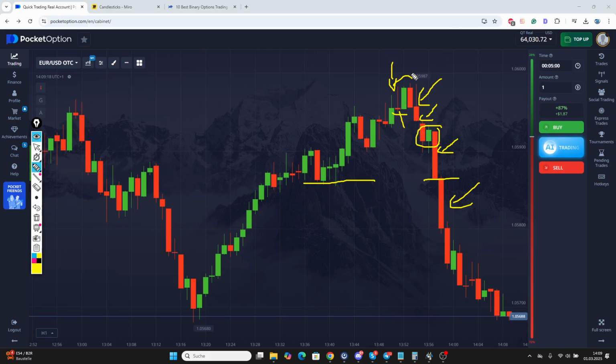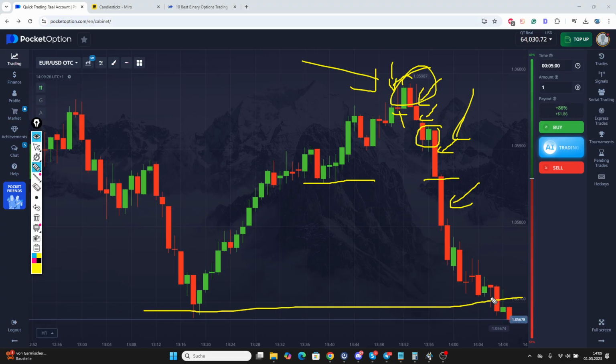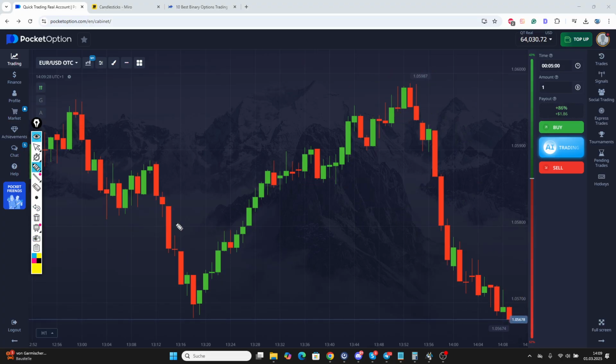And here you see the break. This is your super setup to make money. This is your super setup. Here below we are now breaking down.